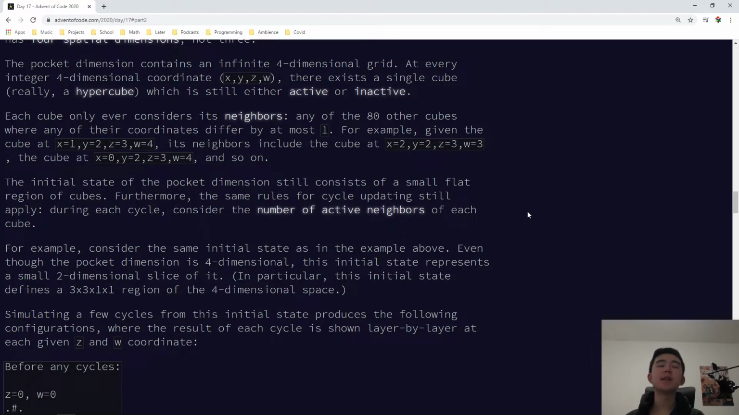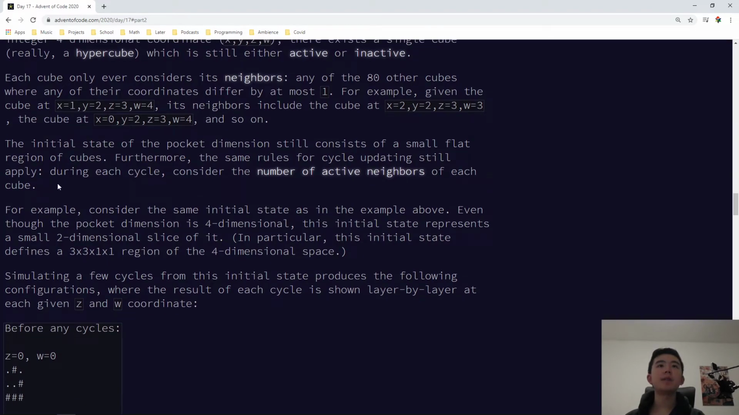Each cube only ever considers its neighbors. Any of the 80 other cubes where any of the... Okay, so on. So there's 80 neighbors. The initial state of the pocket dimension still consists of a small flat region of cubes. Furthermore, the same rules for cycle updating still apply.